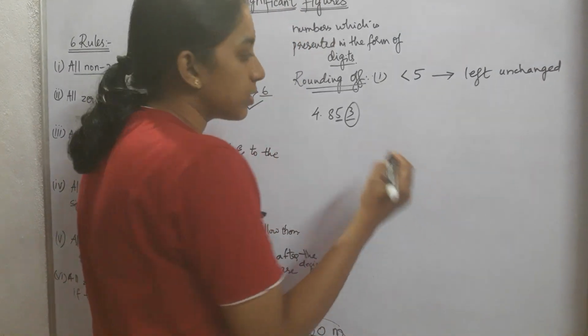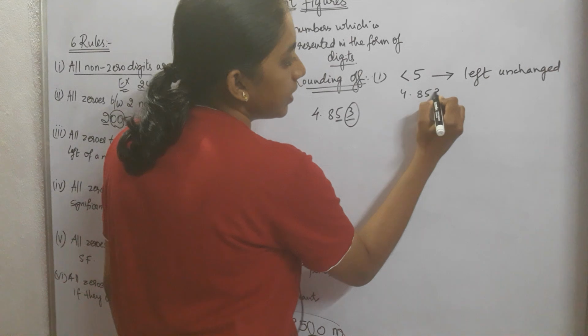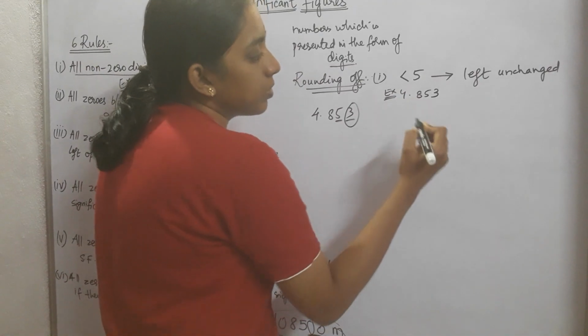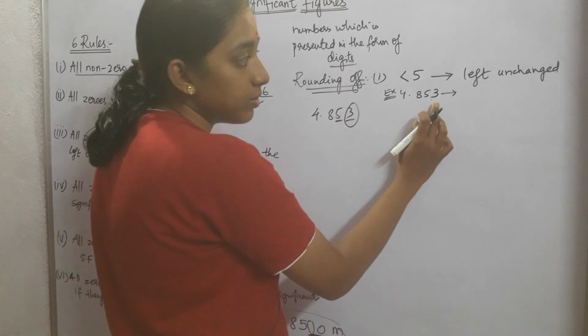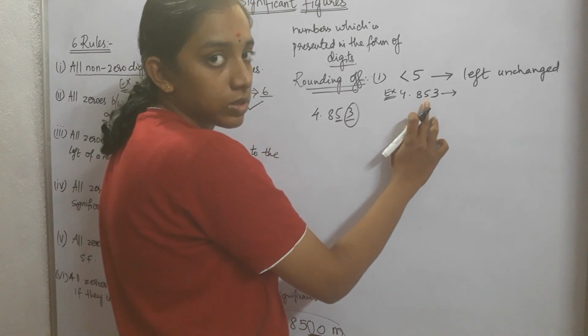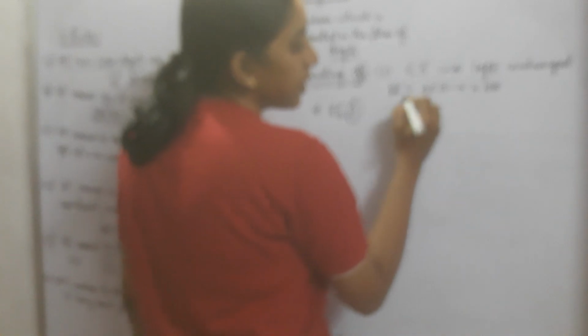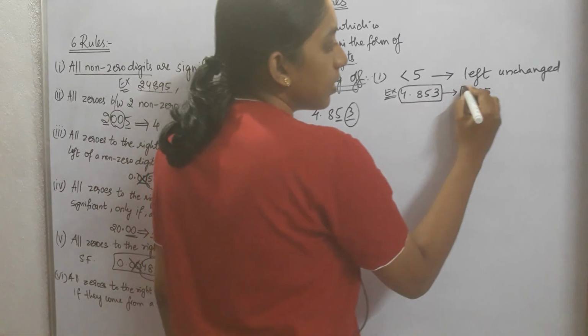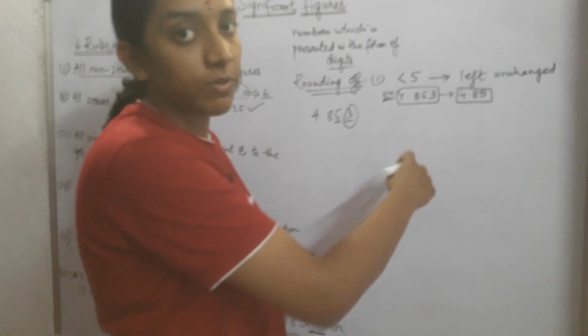How do we do this? We have to round off 4.853. How do we round it off? 3 is less than 5, so the last before digit should be left unchanged: 4.85. The number of significant figures here is 4, and to the right side it became 3. So this is how you will be rounding off a given value.